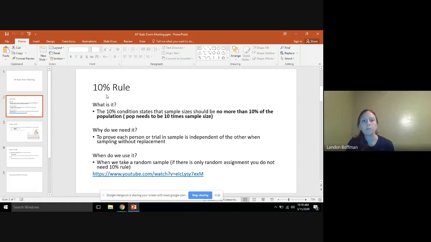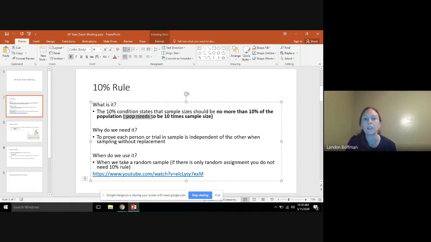So, the 10% rule. We know it's a condition you meet whenever you're doing a confidence interval or significance test. What is it? It means the sample size should be no more than 10% of the population, or the way I think about it, the population needs to be 10 times the sample size. So if your sample size is 50, the population needs to be about 500. I think y'all are good with that, but why do we need it, and when do we use it, is the more important question.